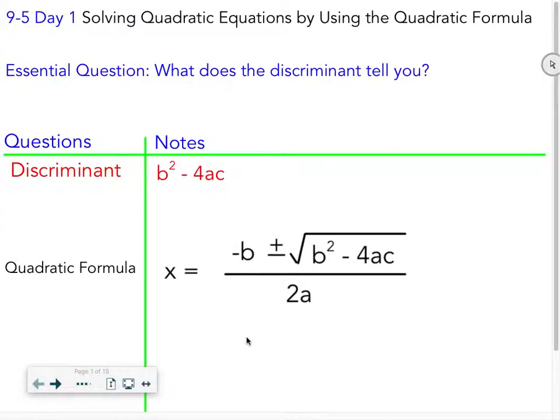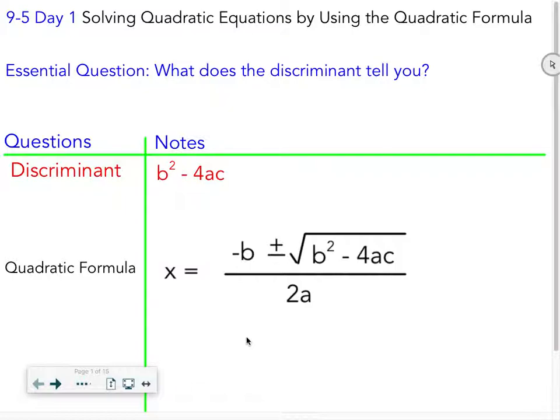Lesson 9-5, Day 1, Solving Quadratic Equations by Using the Quadratic Formula. Essential question, what does the discriminant tell you? So in this lesson, we are going to take our quadratic equations and determine how many solutions they will have based off of the discriminant.